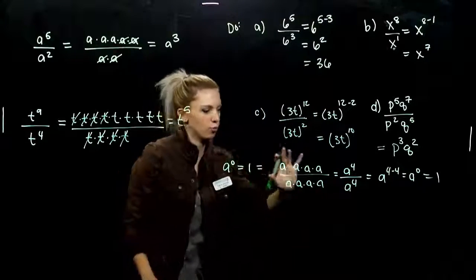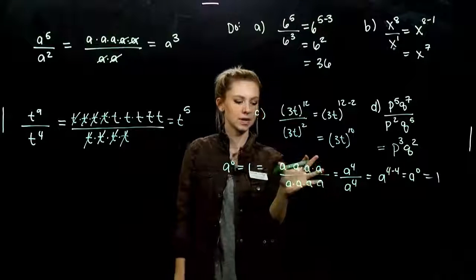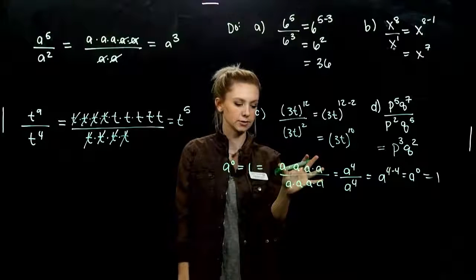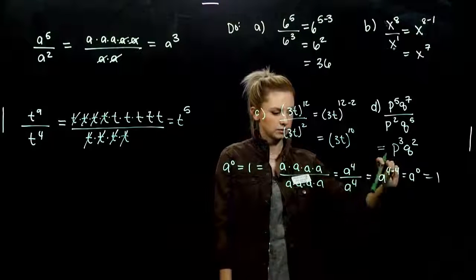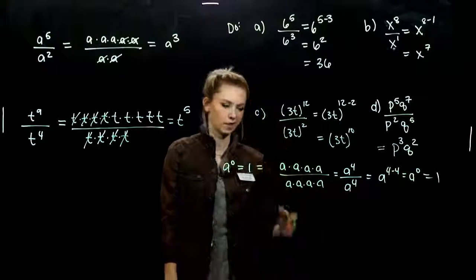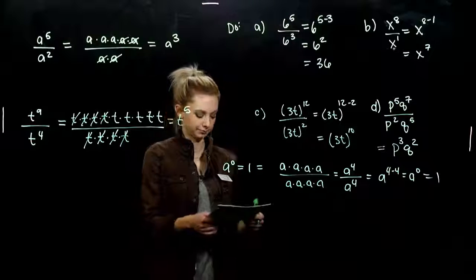So this is kind of the proof as to why. We could have the same number of factors of our base up top and down below. We're looking at the difference, which is 0. And they all cancel to give us 1.